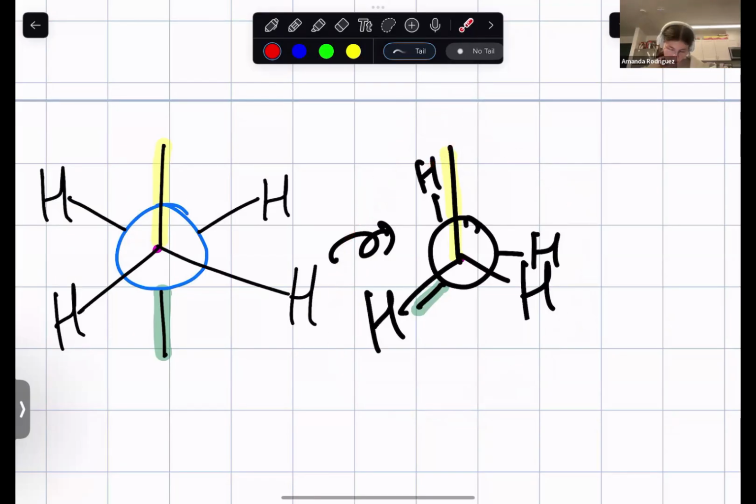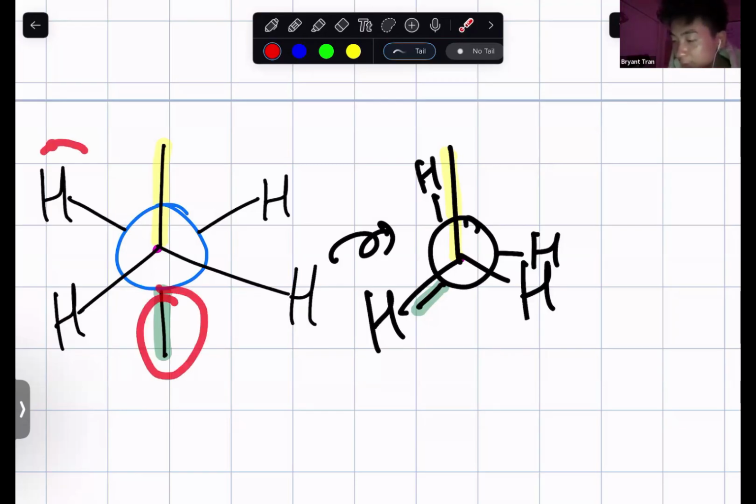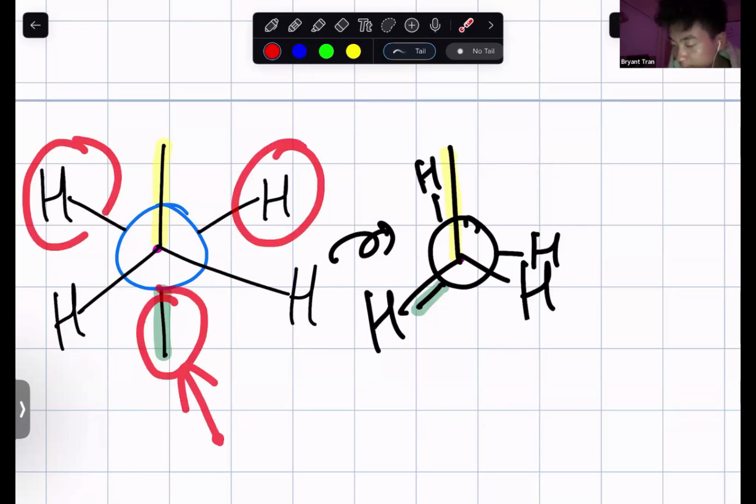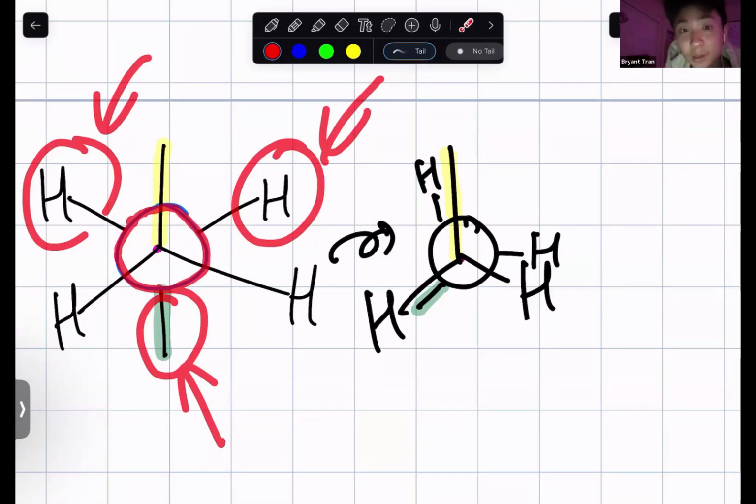1, 2, 3, 4. Oh, okay. So the methyl group, the green one, moved, and then all of these three groups moved right here. This green methyl group moved, this hydrogen moved, and this hydrogen moved. Everything that is attached to the back carbon, the big circle, moved 60 degrees clockwise.